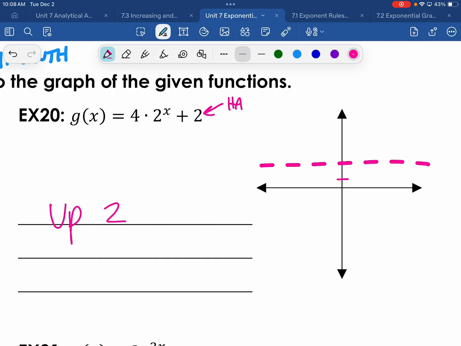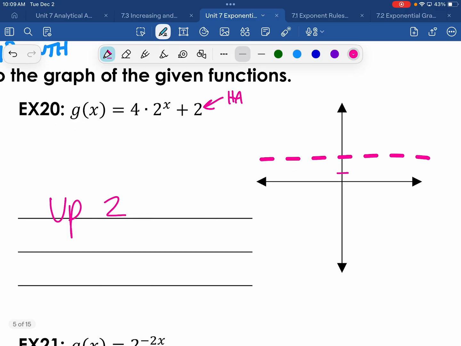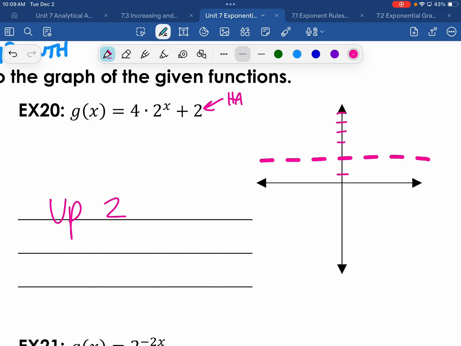Okay, so now let's talk about the initial condition point. And there's a couple ways you can think about this. On your initial condition, are you shifting left or right any? No. So I know it's going to be somewhere on the y-axis here because it's not going to go left or right any, so it's going to be at 0. Normally it's going to be 1 above the asymptote. All right, so normally you're 1 away from the asymptote, but because I'm vertically stretching, how many away am I going to be? 4. So above your asymptote, you're going to be 1, 2, 3, 4.